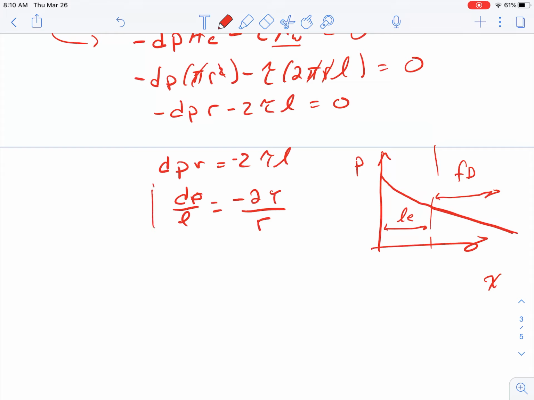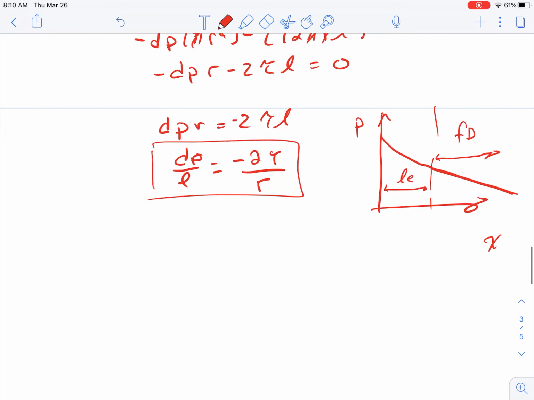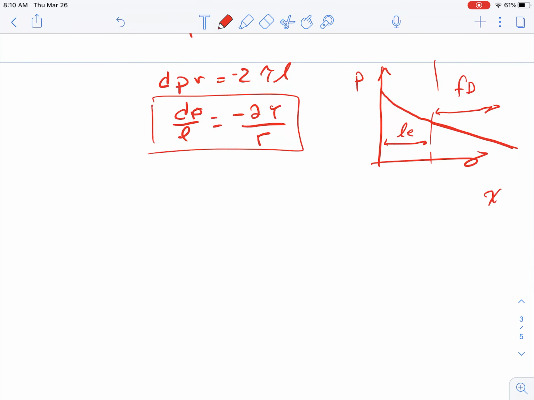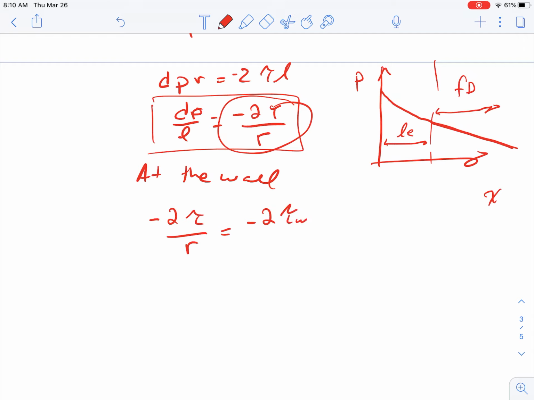And the way we've written this here can be written for any small element in our fluid. And we can see that if we write it at the wall, and we just look at the right-hand side of the equation, we know that we have minus 2 tau over r. Well, at the wall, we'll have minus 2 times tau at the wall divided by the radius.